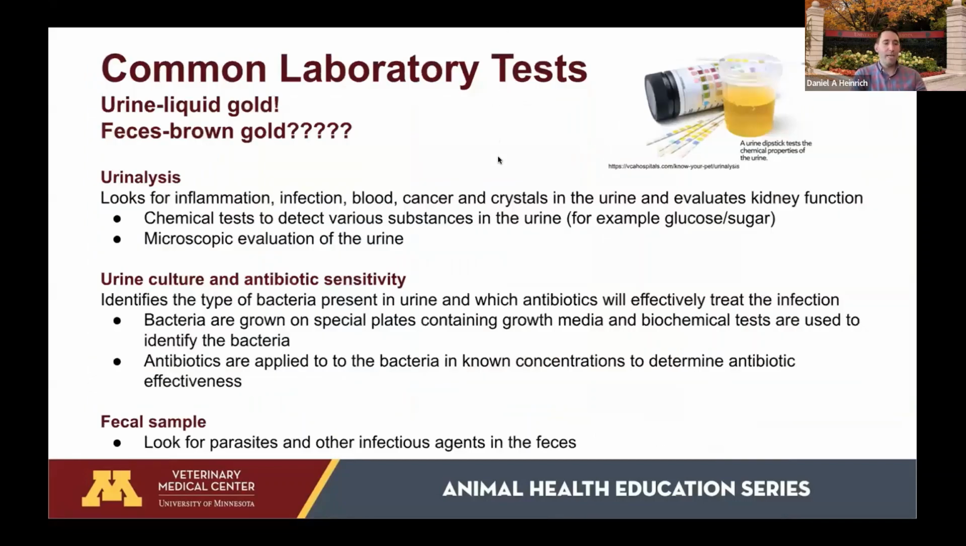All right, other common laboratory tests that we talk about: urine and feces. In urine, we look for things like infection, cancer, crystals. We do special tests where we dip to look for chemical changes, and we also look at them under the microscope. We can do urine cultures and antibiotic sensitivities. That's where we grow the bacteria that are in urine on a plate to identify what kind of bacteria it is. And then we also apply antibiotics to see what is the best antibiotic to use in that patient. And then in feces, we look for parasites and other infectious agents.